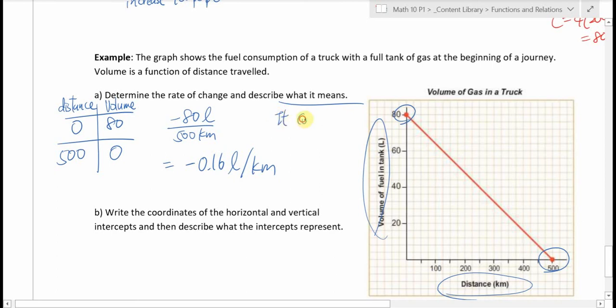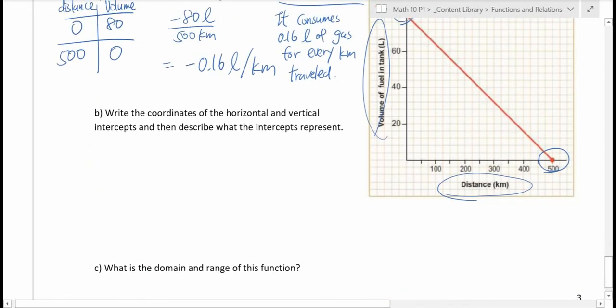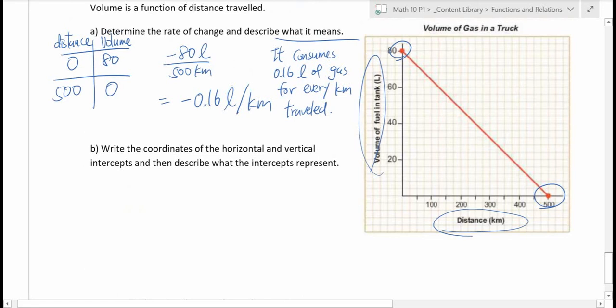It consumes 0.16 liters of gas for every kilometer traveled. Okay, so that's what it means. It consumes 0.16 liters of gas for every kilometer traveled. Again, it's consumption because it's negative, right? It's decreasing. Okay, part B says write down the coordinates of the horizontal and vertical intercepts, so the x-intercept and y-intercept, and then describe what it means.